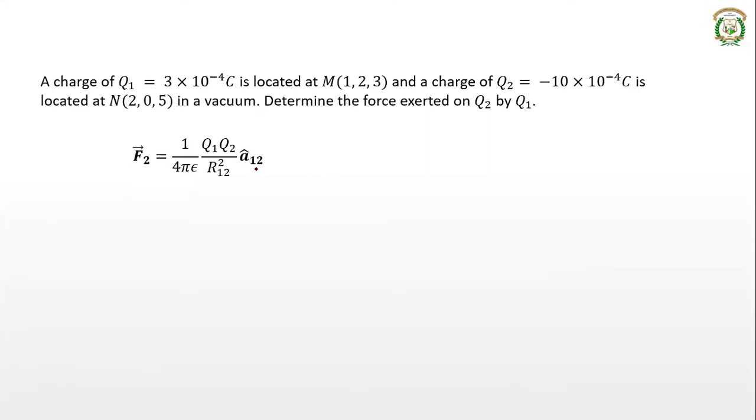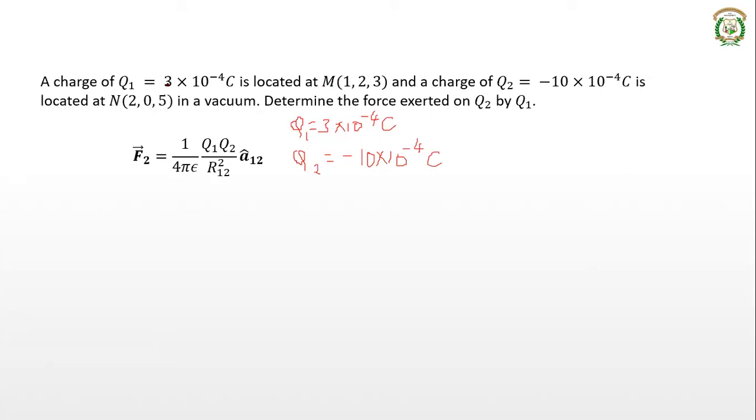Let us first write what are the things given. Q1 is given as 3 into 10 raised to minus 4 coulombs. Q2 is given as minus 10 into 10 raised to minus 4 coulombs. See, they are unlike charges, right? That's why the force will be attractive force. The locations are given. M is at 1 comma 2 comma 3, N is at 2 comma 0 comma 5.